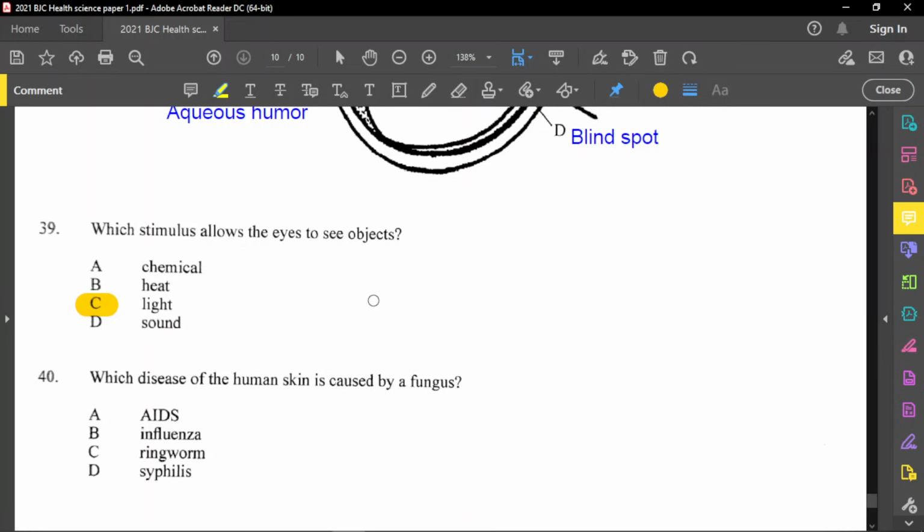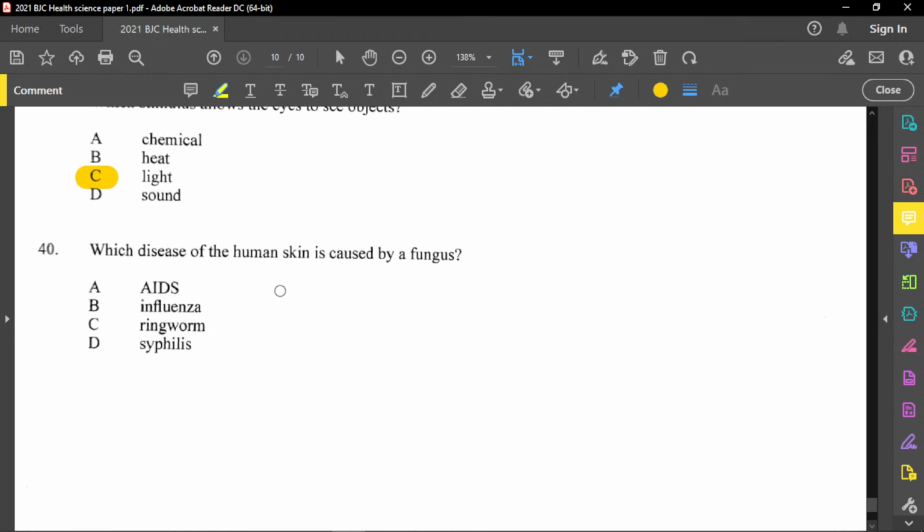For question number 40, the last question, it says, which disease of the human skin is caused by a fungus? AIDS is not affected by the skin, it's actually a virus, and it's not a skin disease. It's an STD. Influenza, which is the common cold, is also a virus. Ringworm here is a fungus and it affects the skin. Syphilis is an STD as well.